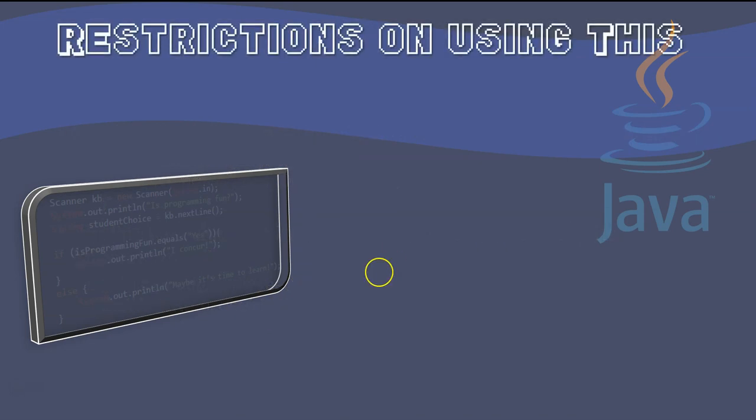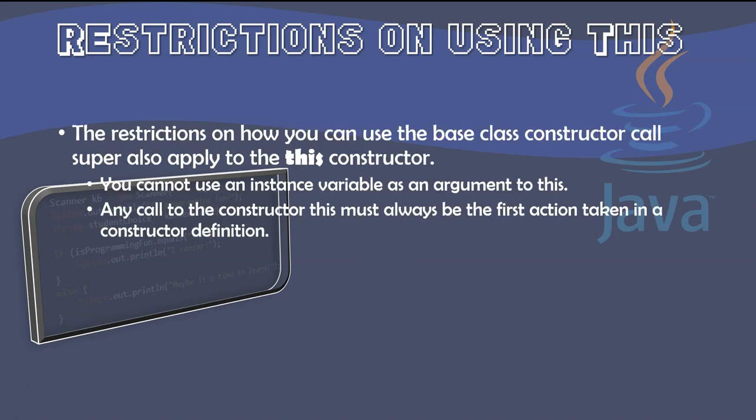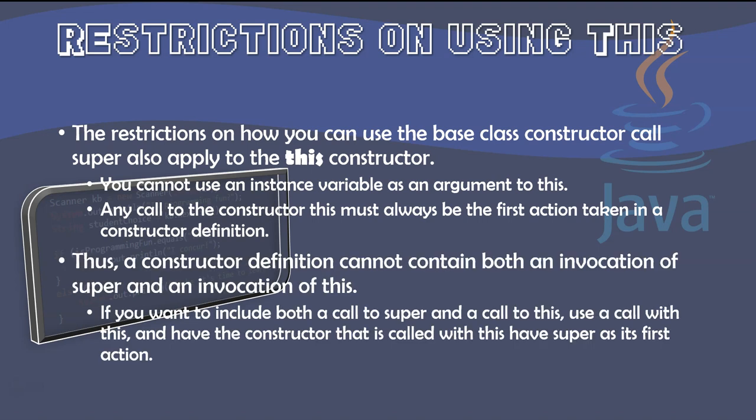Now, there are some restrictions on using this because you might say this could be pretty handy, and it can be, but there, of course, are restrictions. The restrictions on how we use the base class constructor call super apply to this as well. For example, you cannot use an instance variable as an argument to this. And any call to the constructor this must always be the first action taken within a constructor definition. And you might already see that we have a potential conflict coming into play here. A constructor definition cannot contain both the invocation of super and the invocation of this, because remember, they both need to be at the top of that method definition.